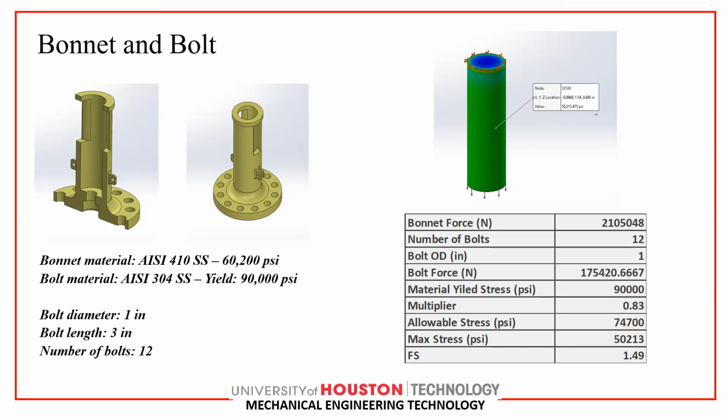The bonnet material is AISI 410 stainless steel, and the yield strength is 6,200 psi. The bolt material is AISI 304 stainless steel, and the yield strength is 90,000 psi for the bolt. Based on this table, the bonnet force that we have applied is around 2 mega newtons. The number of bolts that we have used is 12. The external diameter is 1 inch.